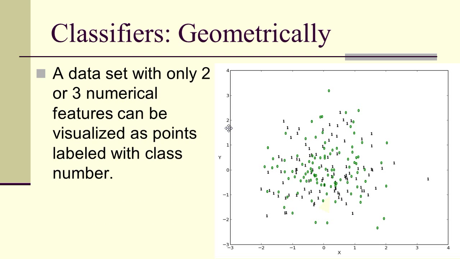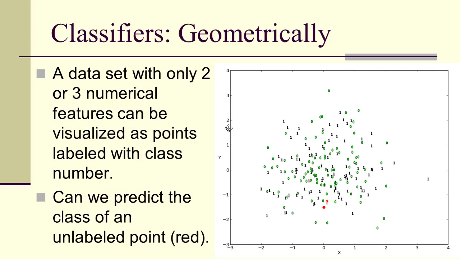Geometrically, in 2 or 3 dimensions, a classifier can be visualized using points in a 2 or 3 dimensional coordinate system. So what we tend to do is label the points with the class that they're in. So here we have a bunch of zeros and ones. Zeros are in the 0 class. Those points, the XY coordinates, are in the 0 class, and the 1 labeled point is in the 1 class. So can we predict the class of an unlabeled point? In this case, the point shown there in red. That is the question that we want to address.